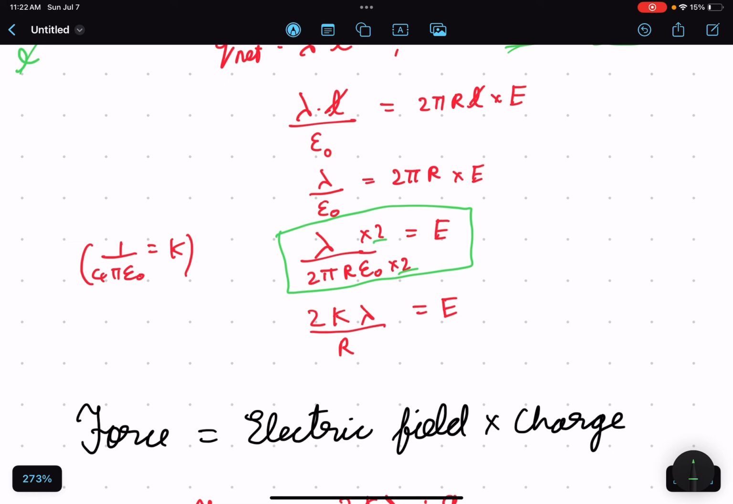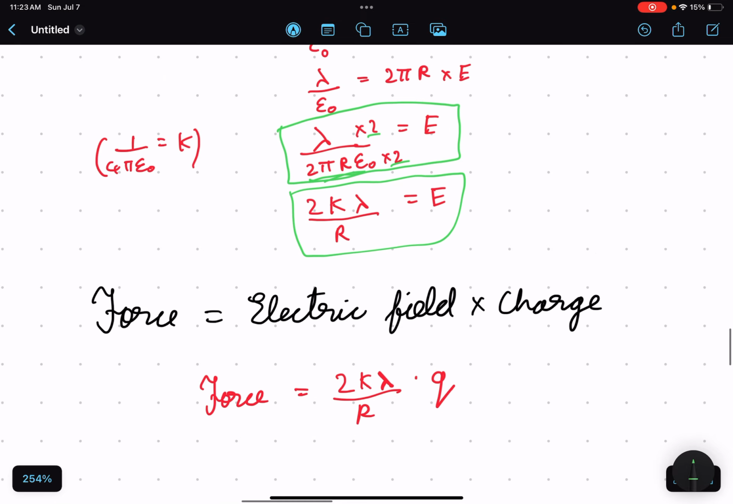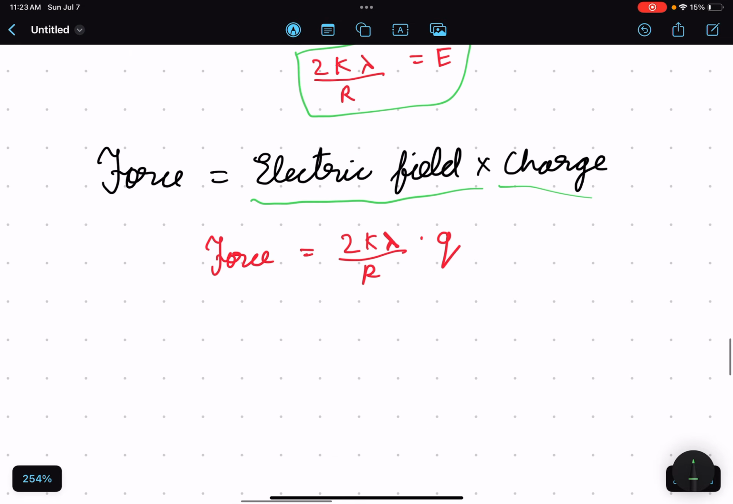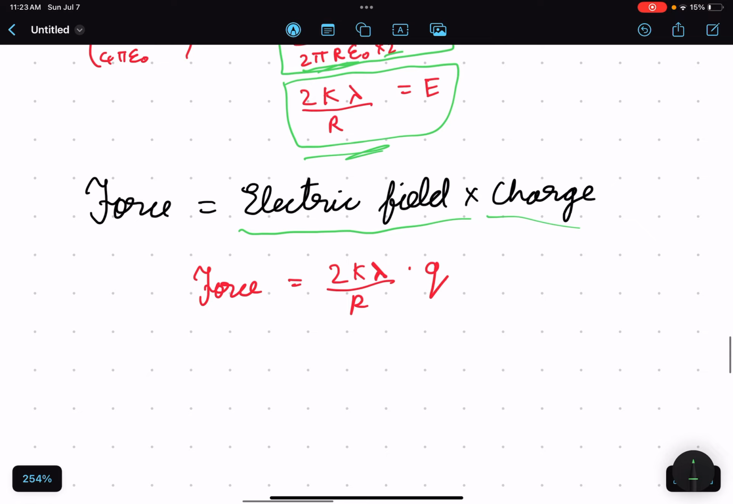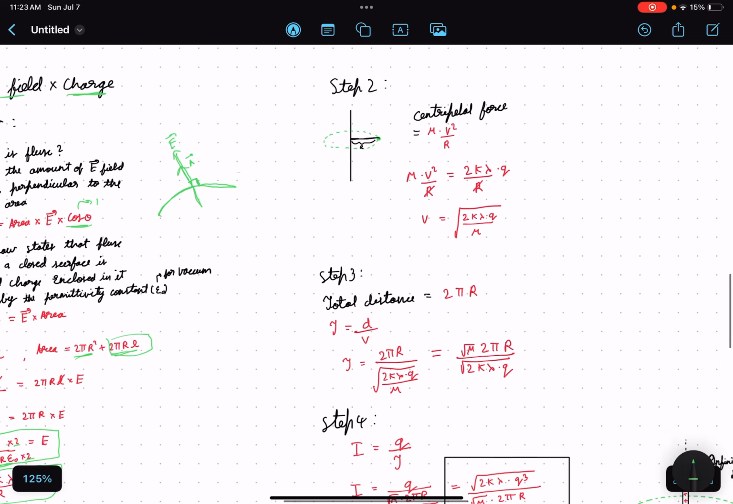So as you know, 1 by 4 pi epsilon naught is the k value, so we can multiply and divide by 2 and convert this bit into k. So after converting it, this is the equation that you're going to get. So now that we have found the electric field and we know the charge, the force is just going to be this multiplied by the charge. So now we can move on to step 2.